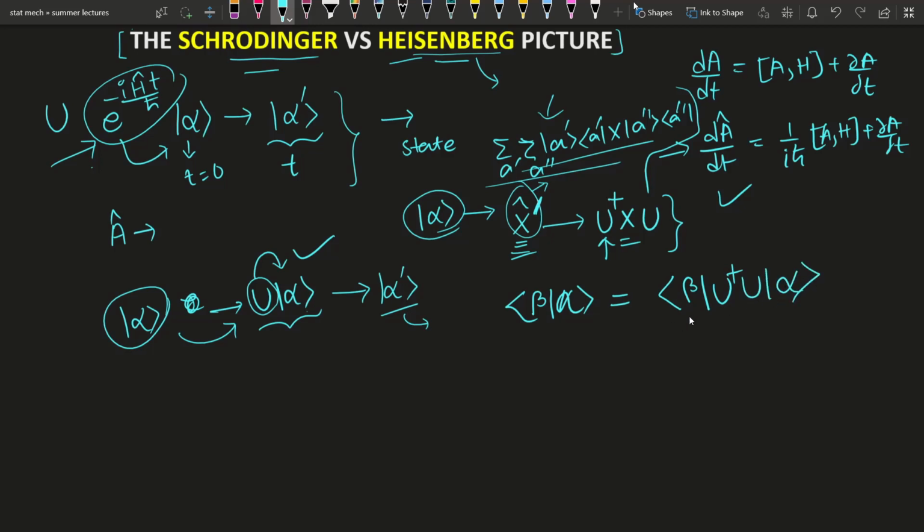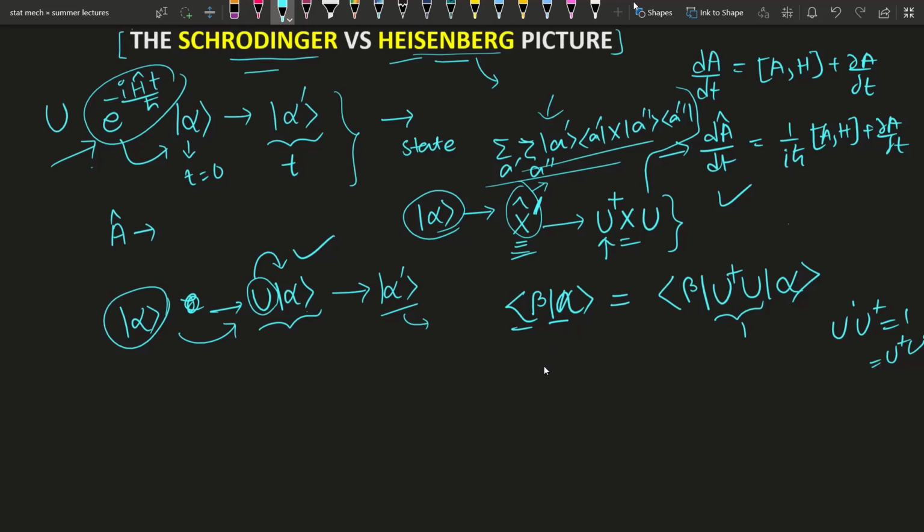Then what it becomes, this is always 1, because for unitary operators like U and U dagger, U dagger U is always equal to 1. So this is equal to 1. So the inner product of a state bra and a state ket will always remain unchanged.